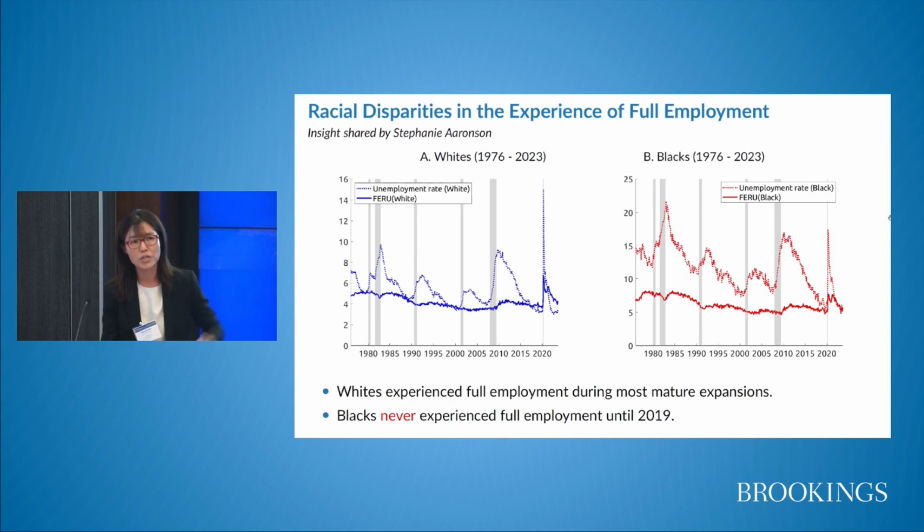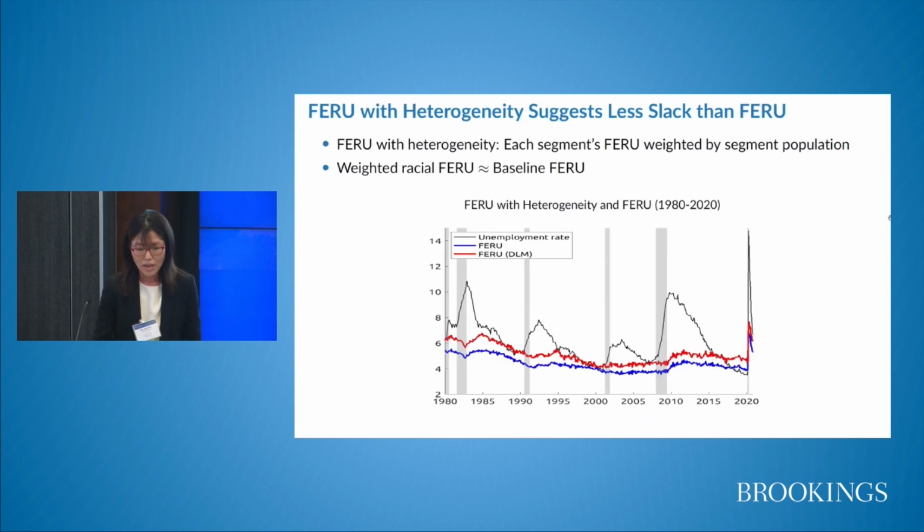Black's job separation rate is much higher than white's job separation rate. So once we take that margin into account, black's U-star can be higher than what you are seeing. So I tried to find the aggregate implications. I weighted these aggregate measures using the population weights. And here you are looking at the dual labor market considered. The fee rule is the red line, and the blue is the aggregate fee rule. Meaning that once we take macro heterogeneity into account, there can be less slack and the U-star can be higher than what the baseline fee rule suggests.